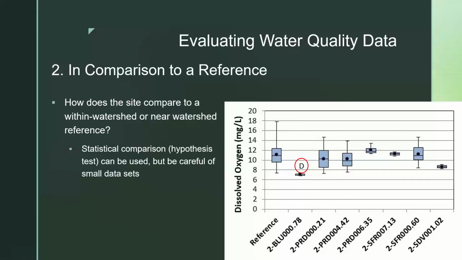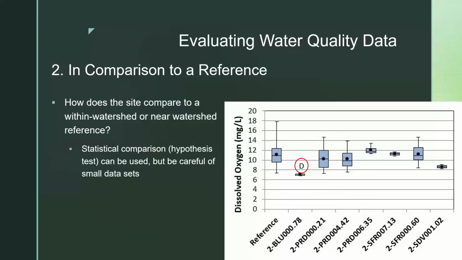I will add a little bit of caution here with those statistical comparisons. Be careful of small data sets. Obviously, if you have a very small data set, you're probably not going to see any type of statistical difference in a hypothesis test just because there's not enough data. That doesn't mean that there is no difference there. That's just that there wasn't enough data to determine whether that difference was significant or not.